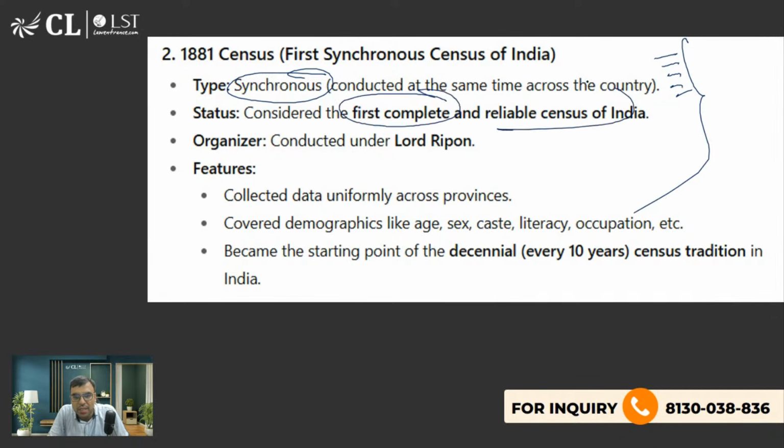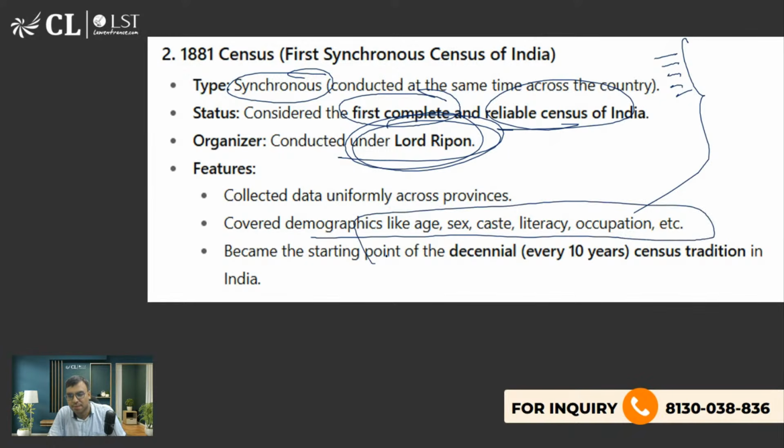First complete and reliable census was conducted under Lord Ripon, and I'm sure you must be aware. So this included age, sex, literacy, etc. ठीक है. Census Commissioner होंगे, हाँ, WC Plowden. But let me check since you are writing. Plowden.